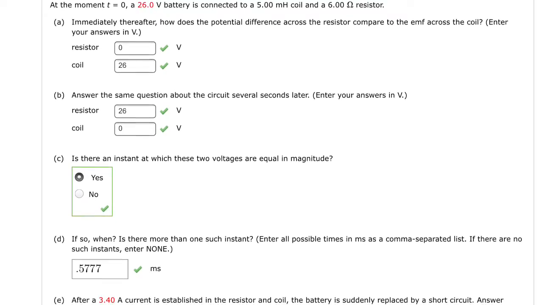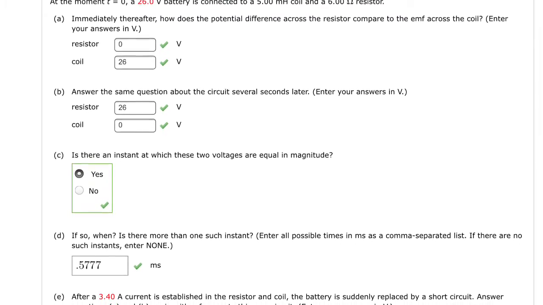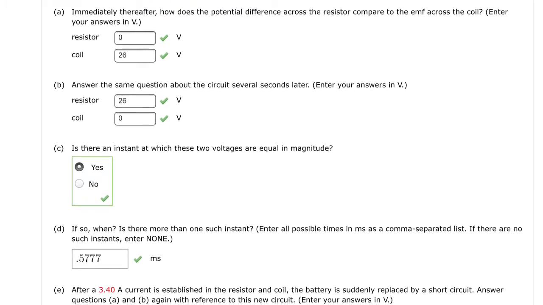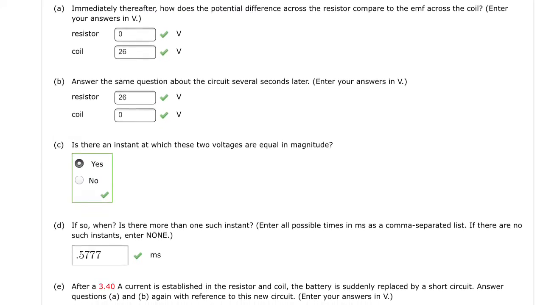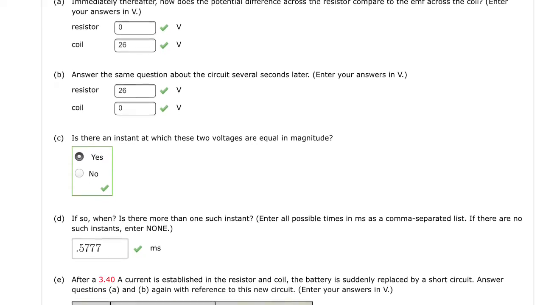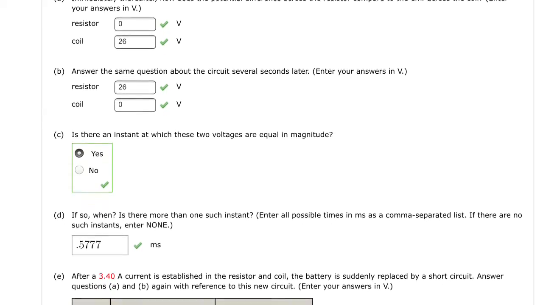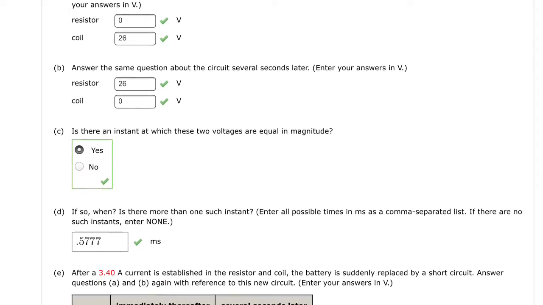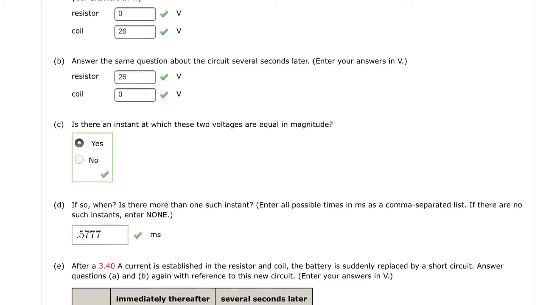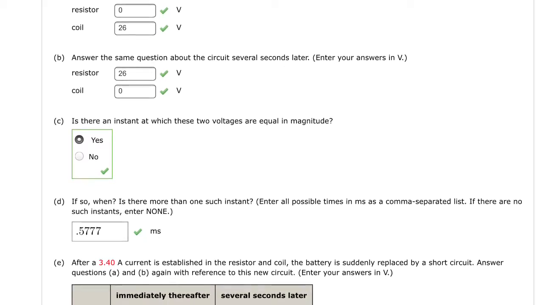At the moment t equals 0, a 26-volt battery is connected to a 5 millihenry coil and a 6 ohm resistor. Immediately after, how does the potential difference across the resistor compare to the EMF across the coil? Answer the same question about the circuit several seconds later. Is there an instant when these two voltages are equal in magnitude? And then when? And finally, a 3.4 amp current is established in the resistor and coil.